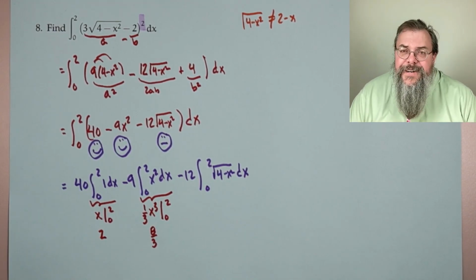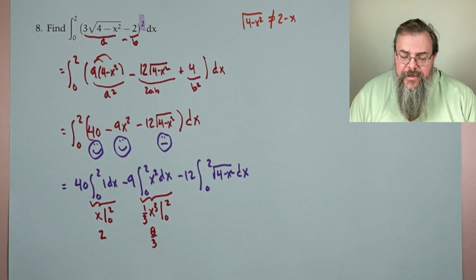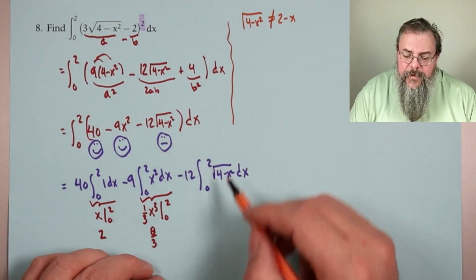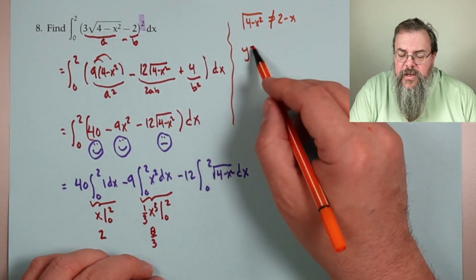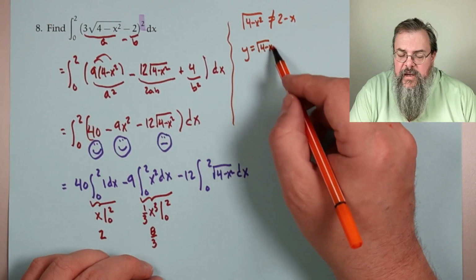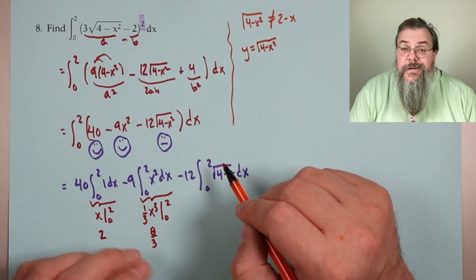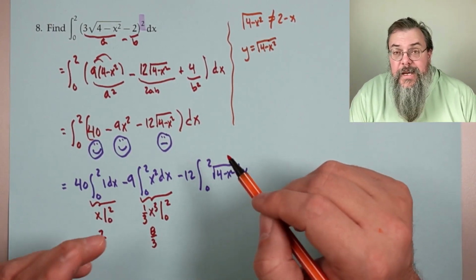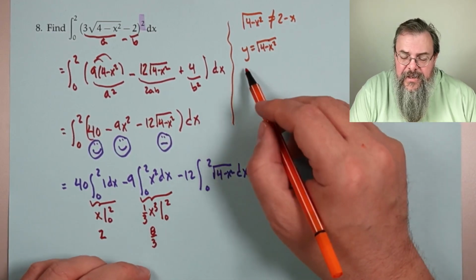So you say, well, what can you do? Well, let's try to understand this for a second. Suppose we think about the function y equals square root of 4 minus x squared. Say, well, I don't like the square root. Great, I'm not a big fan either. Let's get rid of it.